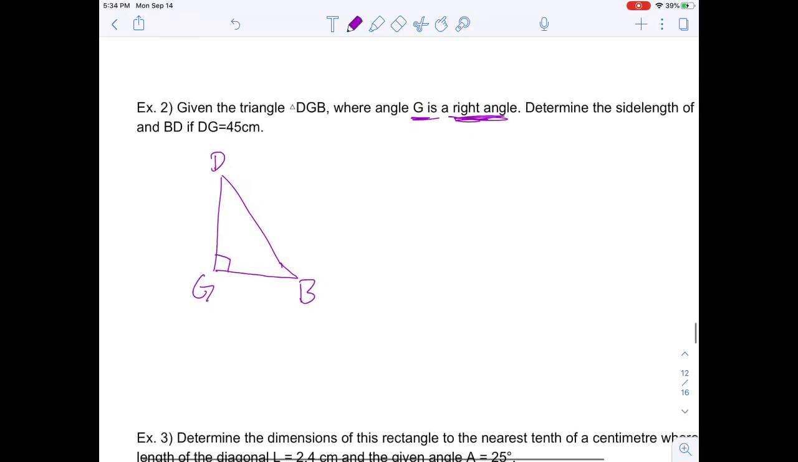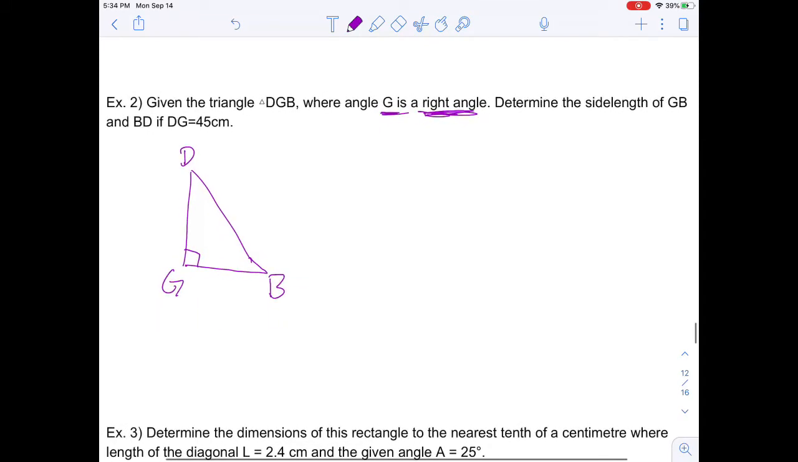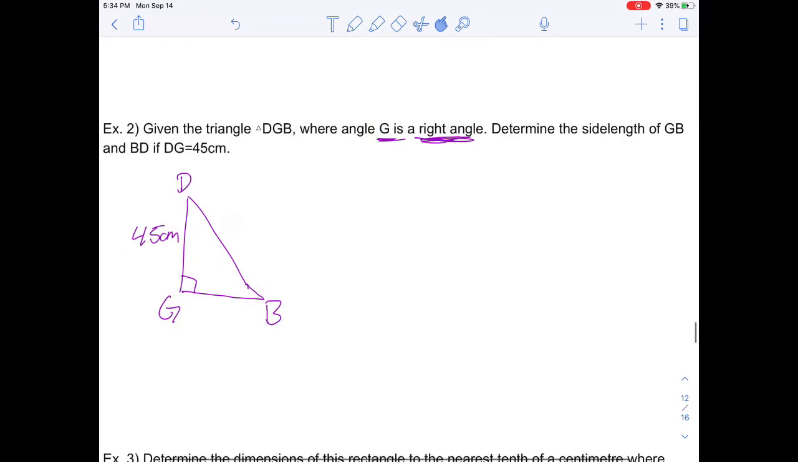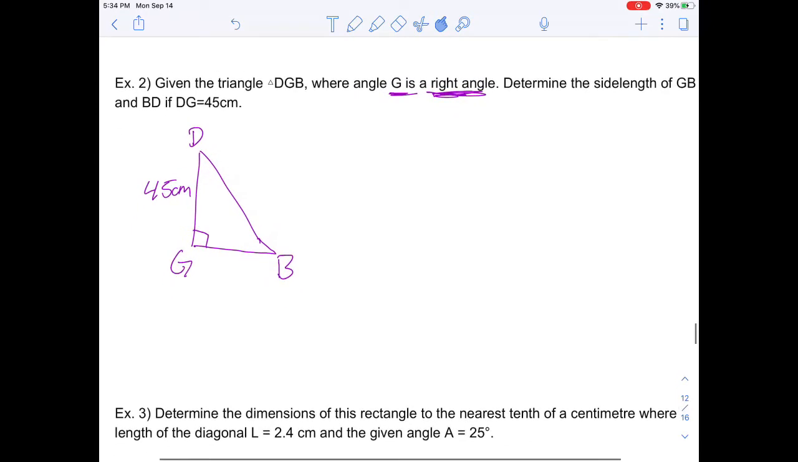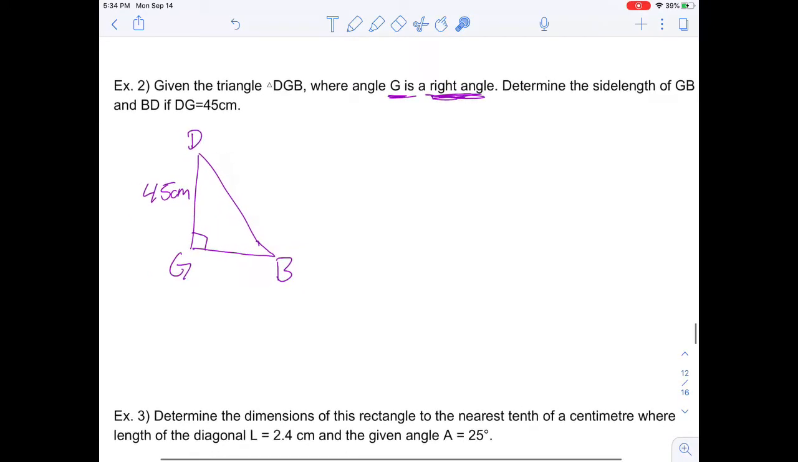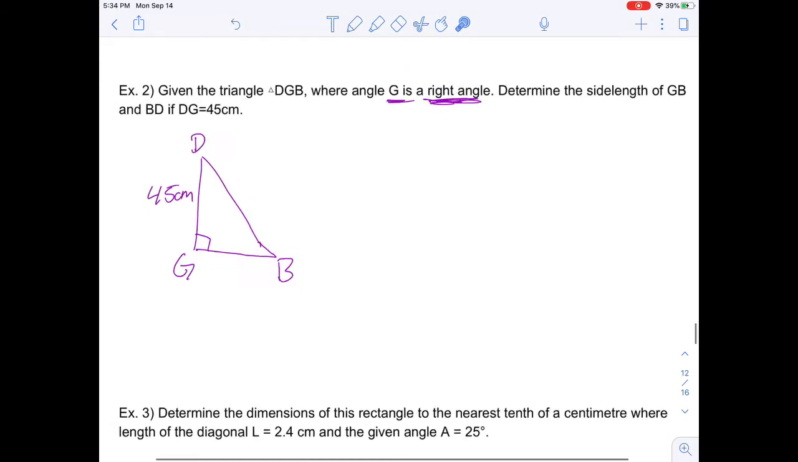What else did they give us? They told us that D to G is 45 centimeters. So D to G is 45 centimeters. And it wants us to determine the side length of G to B as well as B to D.